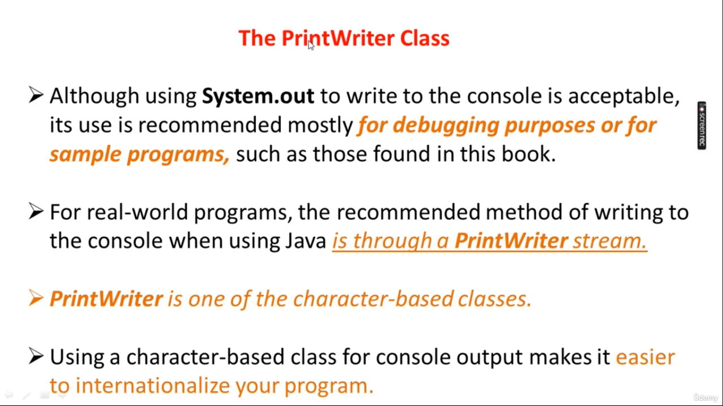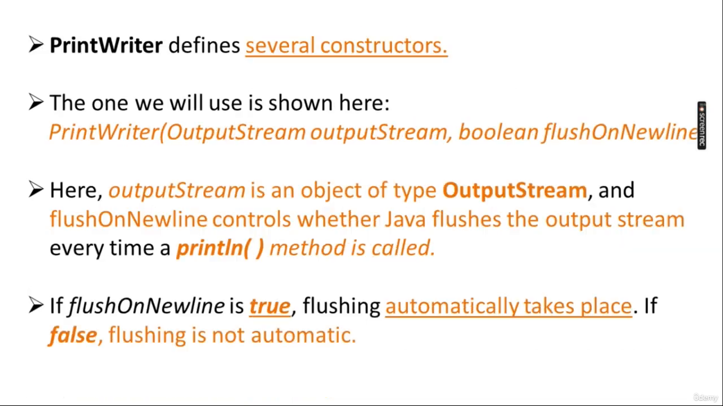Then the PrintWriter class. System.out to write to the console is still acceptable. Its use is recommended mostly for debugging purposes or for simple programs such as those found in this course. For real-world programs that are for worldwide use, the recommended method for writing to the console when using Java is through a PrintWriter stream. That is for worldwide use, like applets. PrintWriter is one of the character-based classes, and whatever we have been using till date are byte-oriented classes. Using a character-based class for console output makes it easier to internationalize your program.